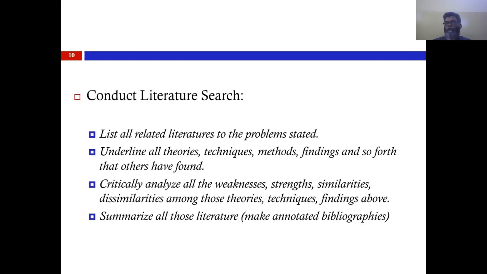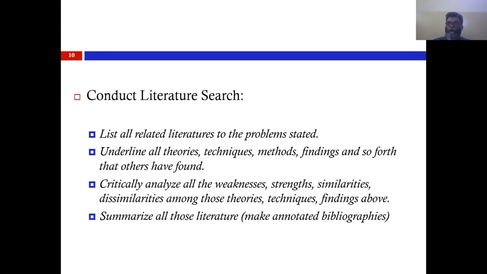The second step, that is conduct the literature review. So what you want to do is that whatever the available literature, what are the available literature on internet, on books, on journal articles, etc. You need to collect, you need to state the problems, and you want to collect, underline all the theories, techniques, methods, findings, etc. And what other researchers, or what other scientists have found.